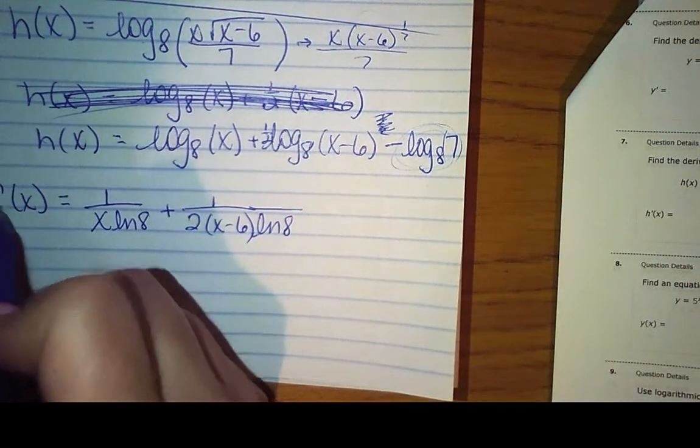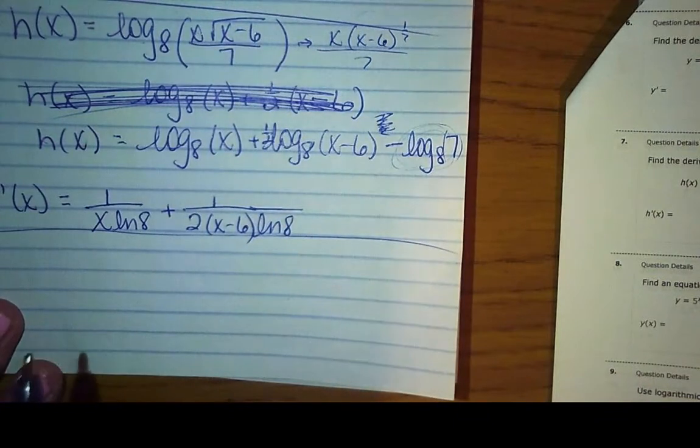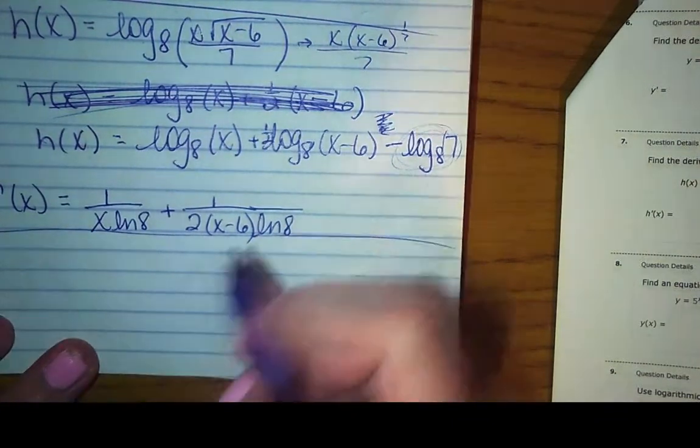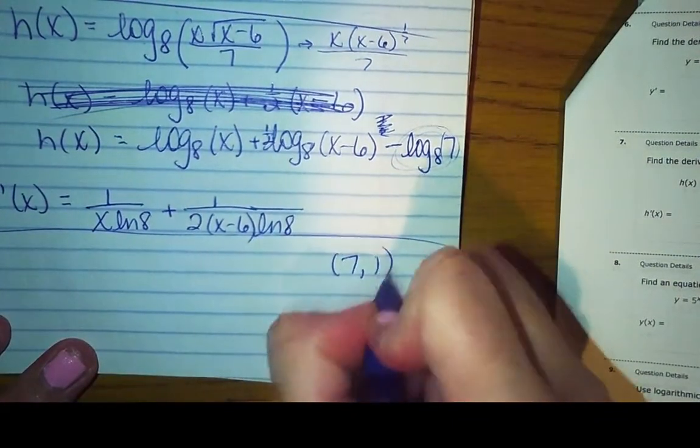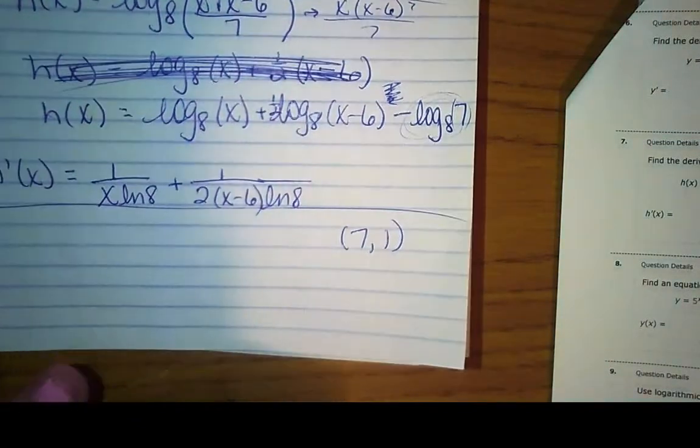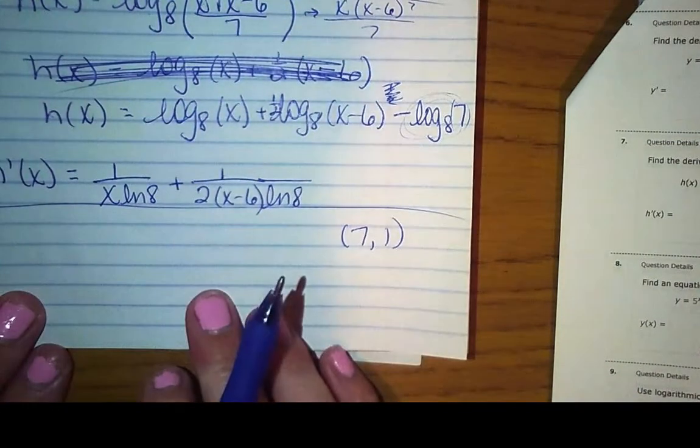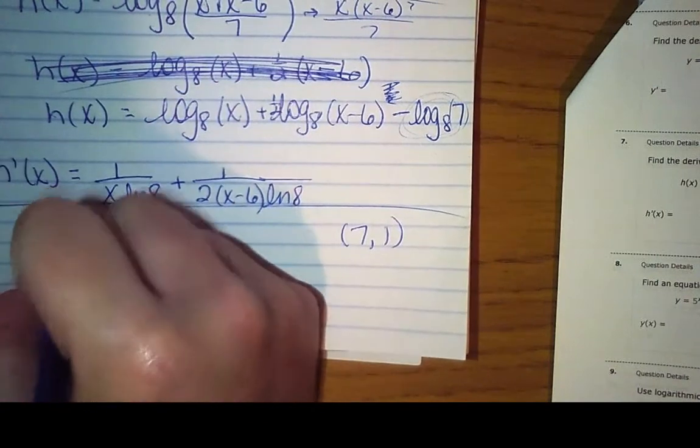All right, so I'm going to find the equation of the tangent line to the graph of the function at the point 7, 1. I'm going to try and get two more. Yeah, I can do this. All right. So I get y equals 5 raised to the x minus 7.